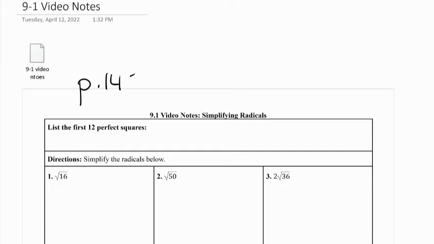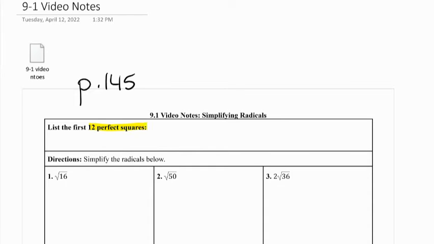All right, today we're going to be looking at page 145, 9.1 video notes. We're going to be starting chapter 9 off doing a lot of square roots because we'll be using square roots for the rest of this unit. So that's the focus of this chapter, is learning how to use square roots and to kind of go back and forth. So first thing that we need to know is what our perfect squares are.